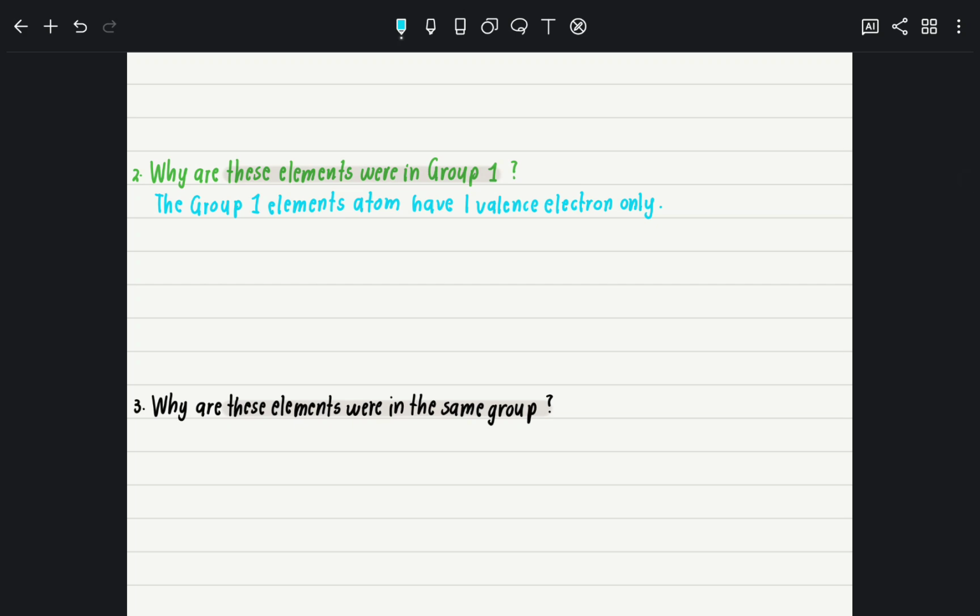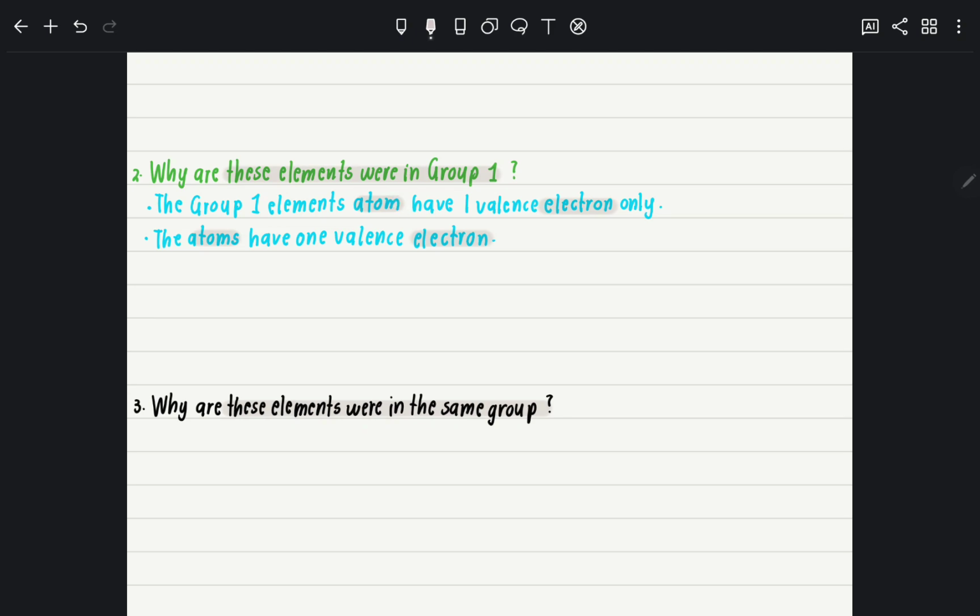Boleh juga, tak ada masalah. Okay, I give two options for you, either this one or the atoms have one valence electron only. Okay, dah cukup dah sampai situ pun. Tak payah nak peningkan kepala you, because the answer is like this only. If we want to talk about electron, it's a must to have the word atom. So it's up to you nak answer macam mana pun.